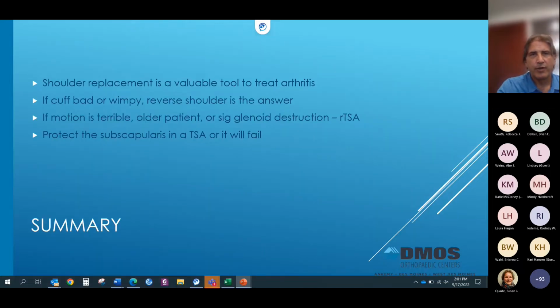So in summary, from my point of view, shoulder replacement is a valuable tool to treat arthritis in the right patient.